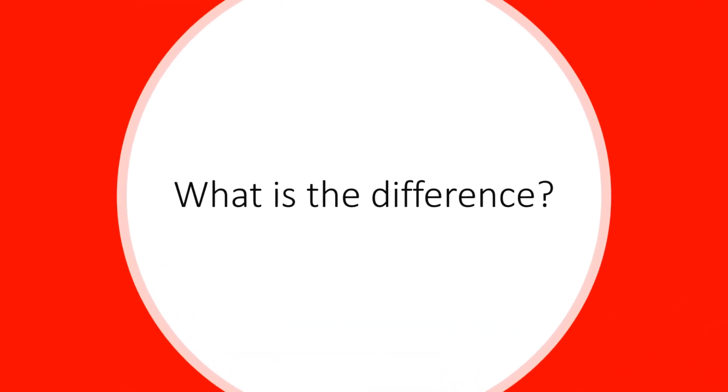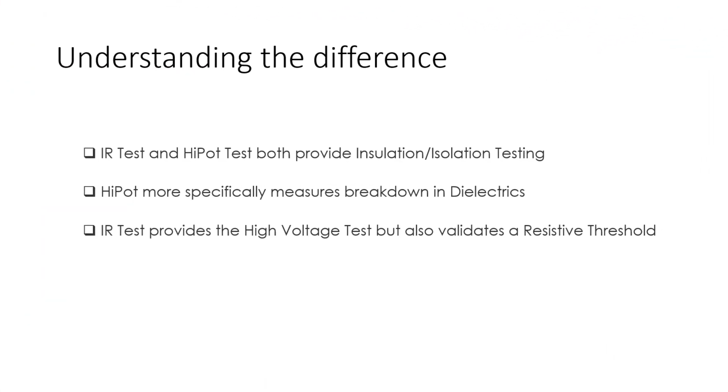So let me talk a little bit about what the differences are before we move forward. IR test and Hipot are both insulation and isolation tests. The difference is that Hipot specifically measures breakdown in the dielectrics. It's a straight go or no-go type of test where you have a stimulus probe and a listening probe, and you apply the voltage and look for any leakage in the dielectric. Sometimes this could be on the same layer, or it could be layer to layer.